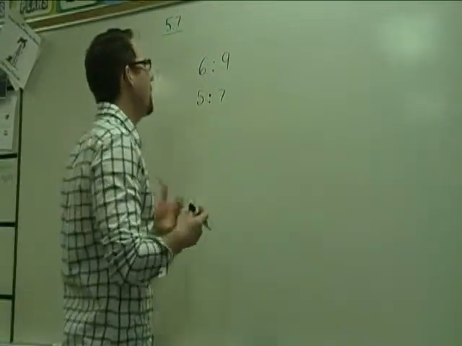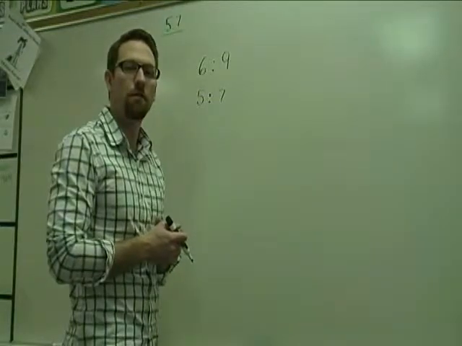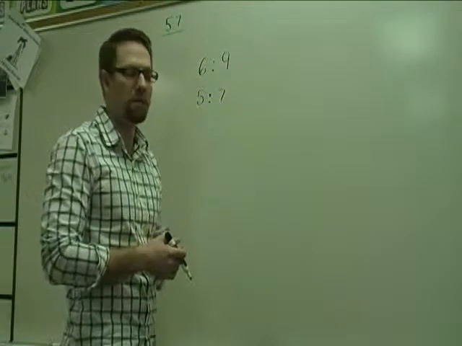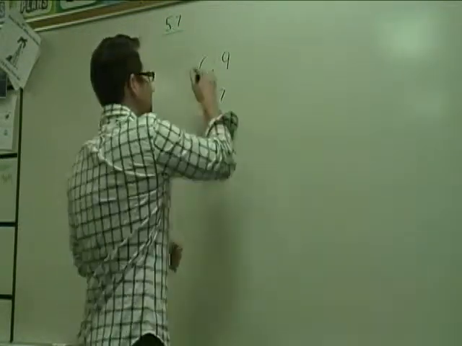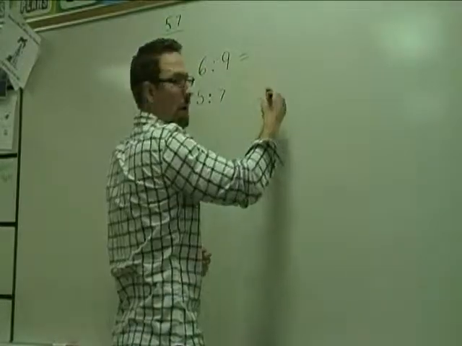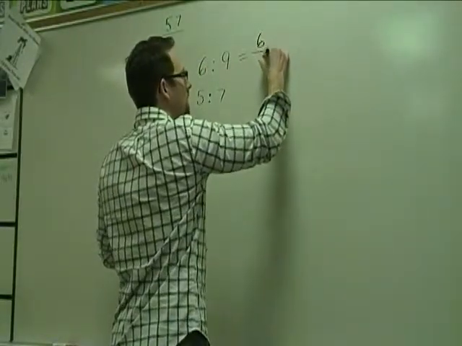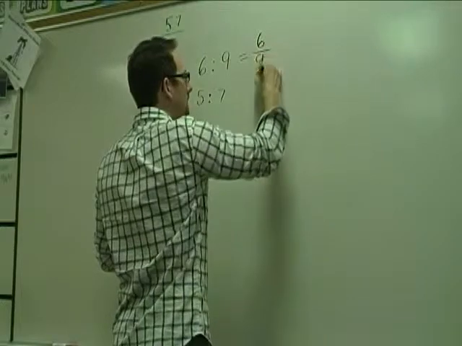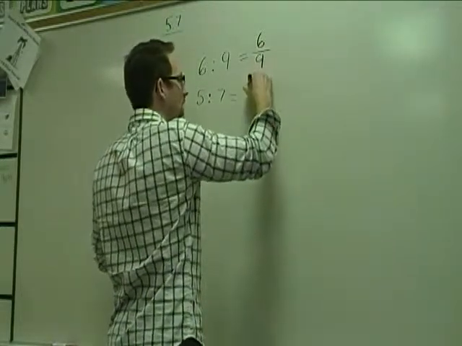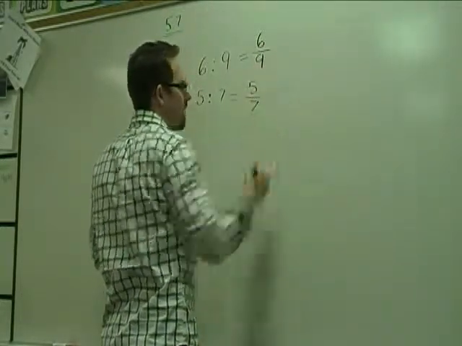Okay? So one form that I can convert a ratio to is a fraction. And in order to do that, this is just a simple technique of using the front number as the numerator and the back number as the denominator. I do that in both cases. I set up a fraction.